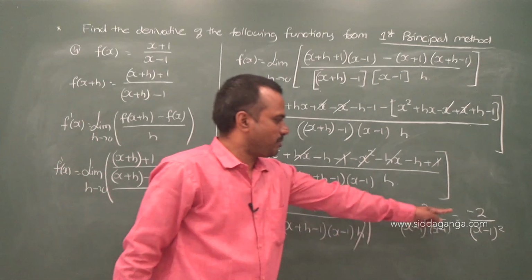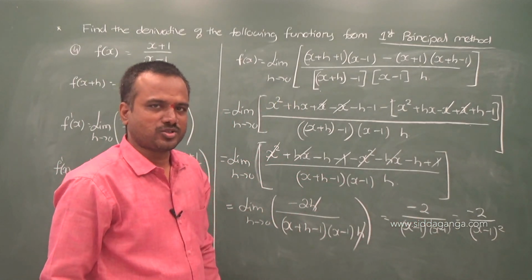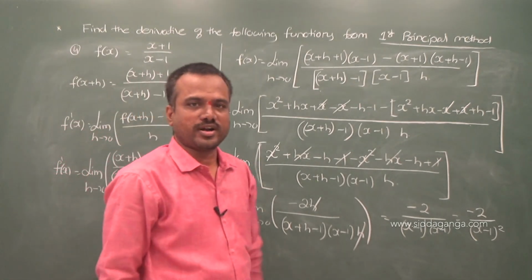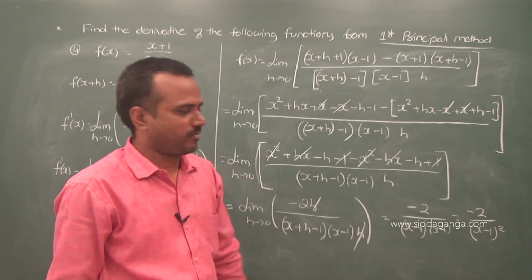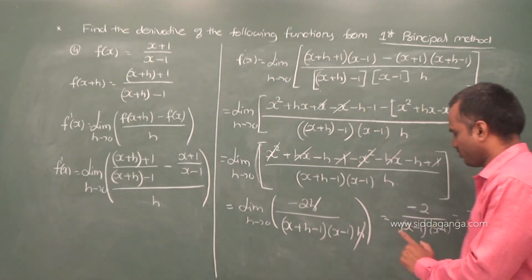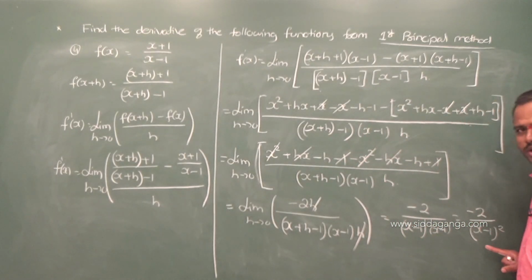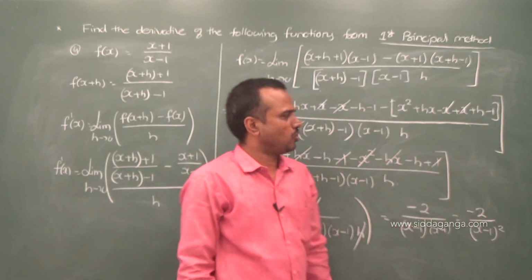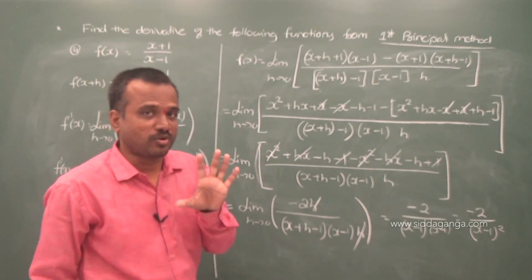Observe your answer. f dash of x for this one is minus 2 divided by (x minus 1) whole square. Observe the proof. Minus 2 divided by (x minus 1) whole square. This is a very important problem.